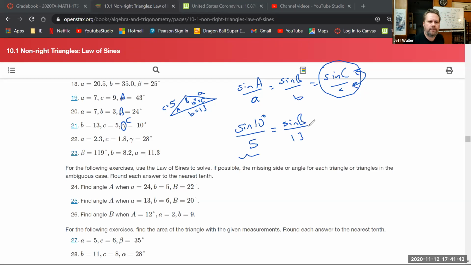Can somebody remind me what is the fundamental reason that there might be more than one triangle that answers these parameters, that answers these conditions? What trigonometrically? Well, let's see. What am I going to have to do to solve for B here?